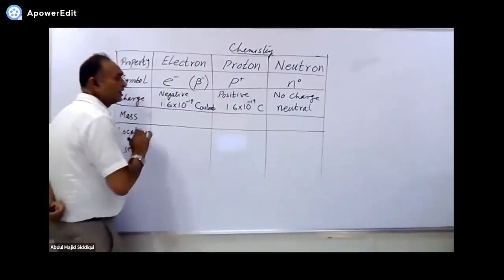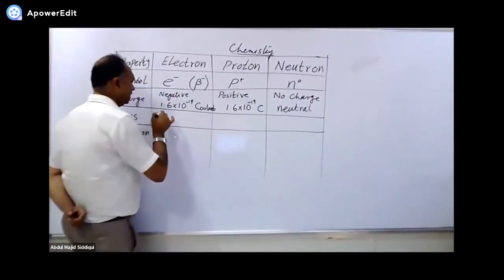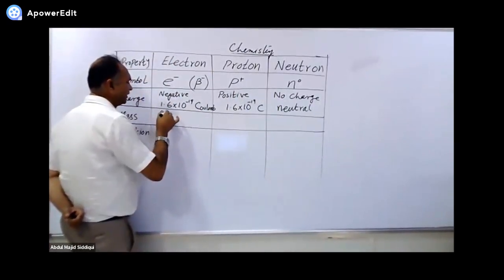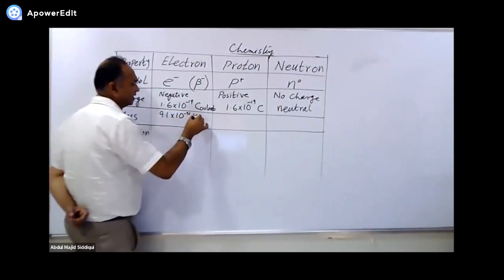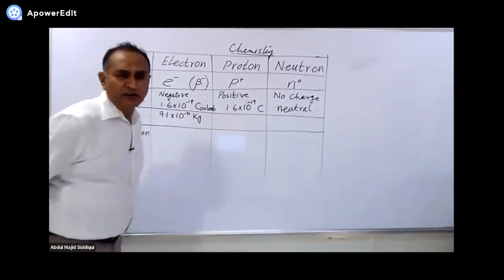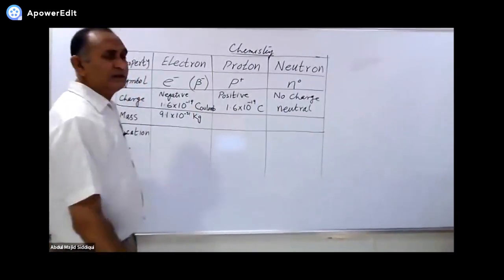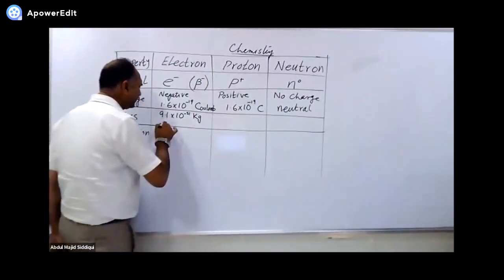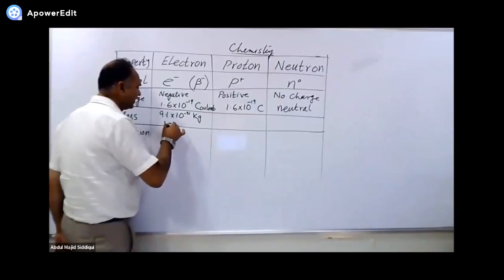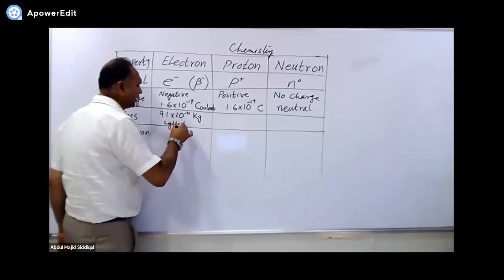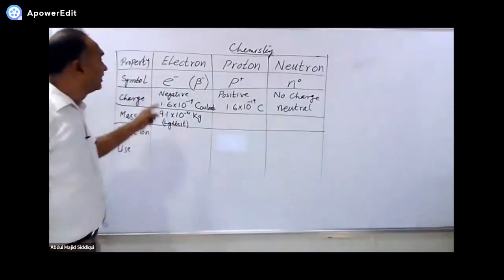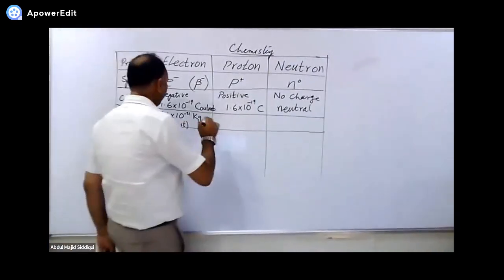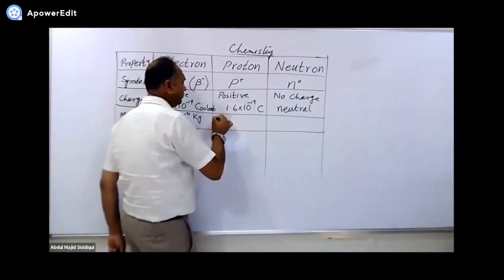What is the mass of single electron? 9.1 into 10 to the power minus 31 kg. This is the mass of single electron, and this is the lightest fundamental particle. Among these three, which is the lightest? Electron is the lightest. What is the mass of a single proton? 1.672 into 10 to the power minus 27 kilogram.